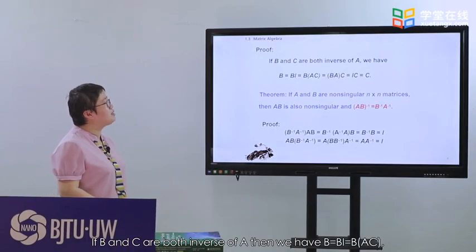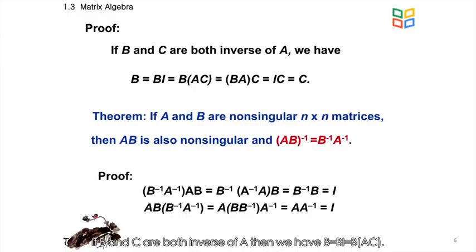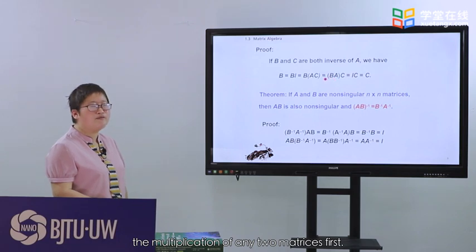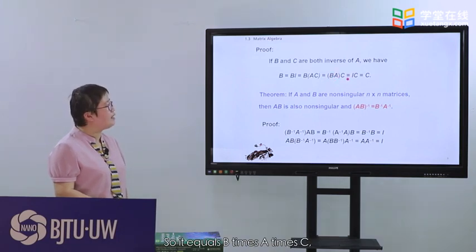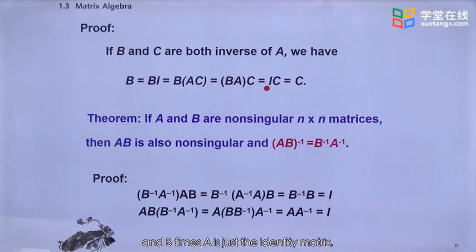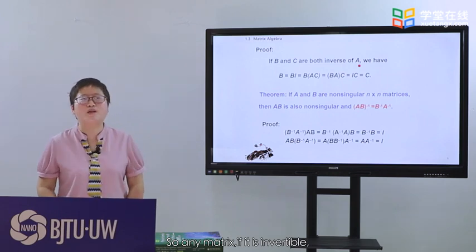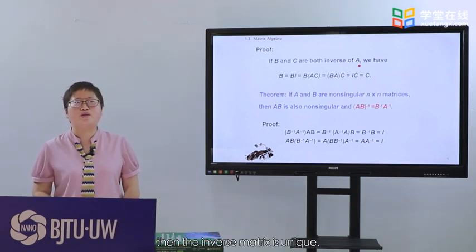If B and C are both inverses of A, then we have B equals B times the identity matrix equals B times A times C. Because for matrix multiplication you can do the multiplication of any 2 matrices first, it equals B times A times C. And B times A is just the identity matrix because B is an inverse of A. And then it equals I times C. Because I is the identity matrix, I times C is just C. So we show that B equals C. Okay, so if a matrix is invertible, then the inverse matrix is unique.